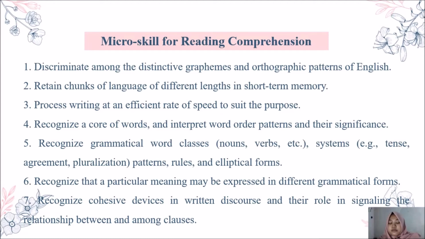For example, number 5. When reading a text, students will know that the grammatical class such as table is a noun, and word is a verb, and so when reading the text, the student can improve the vocabulary they get when reading. Number 6, recognize that a particular meaning may be expressed in different grammatical forms. Number 7, recognize cohesive devices in written discourse and their roles in signaling the relationship between and among clauses.